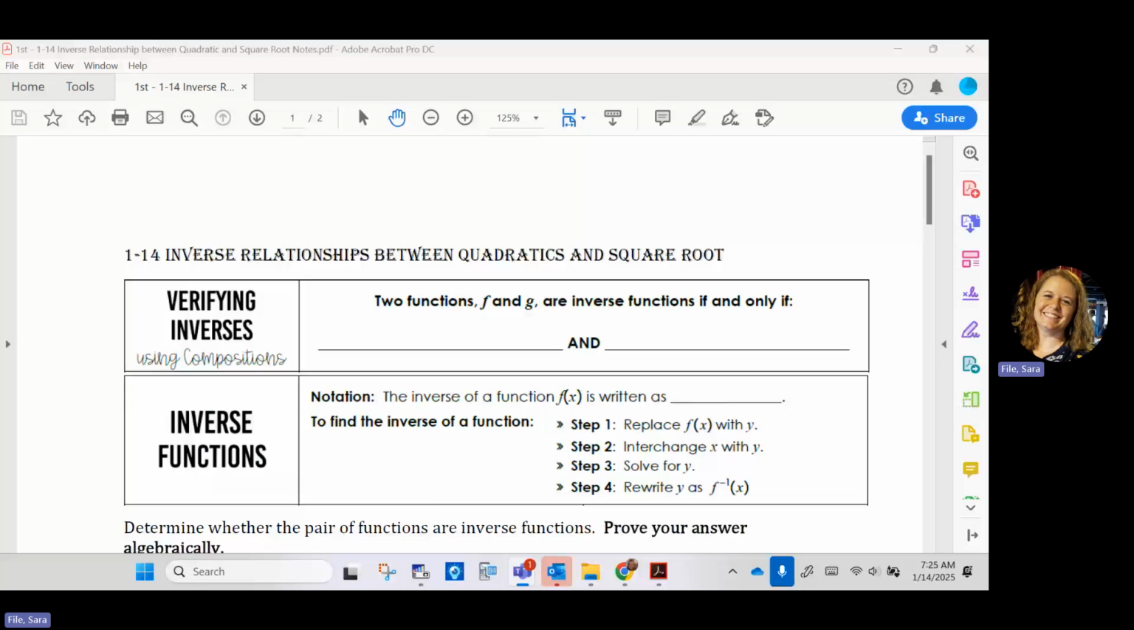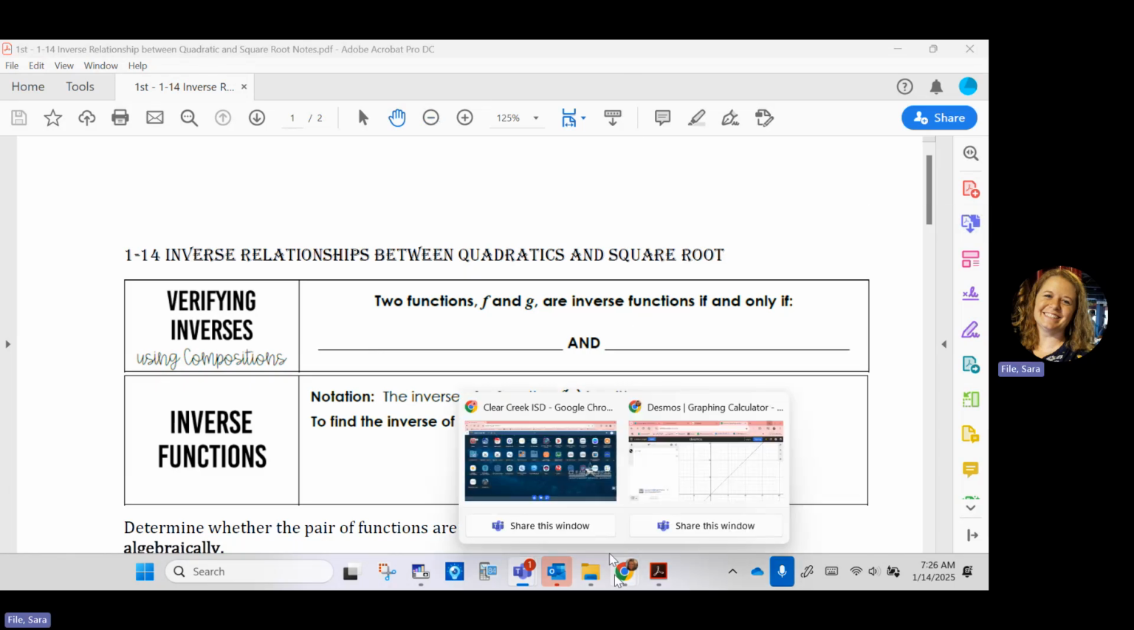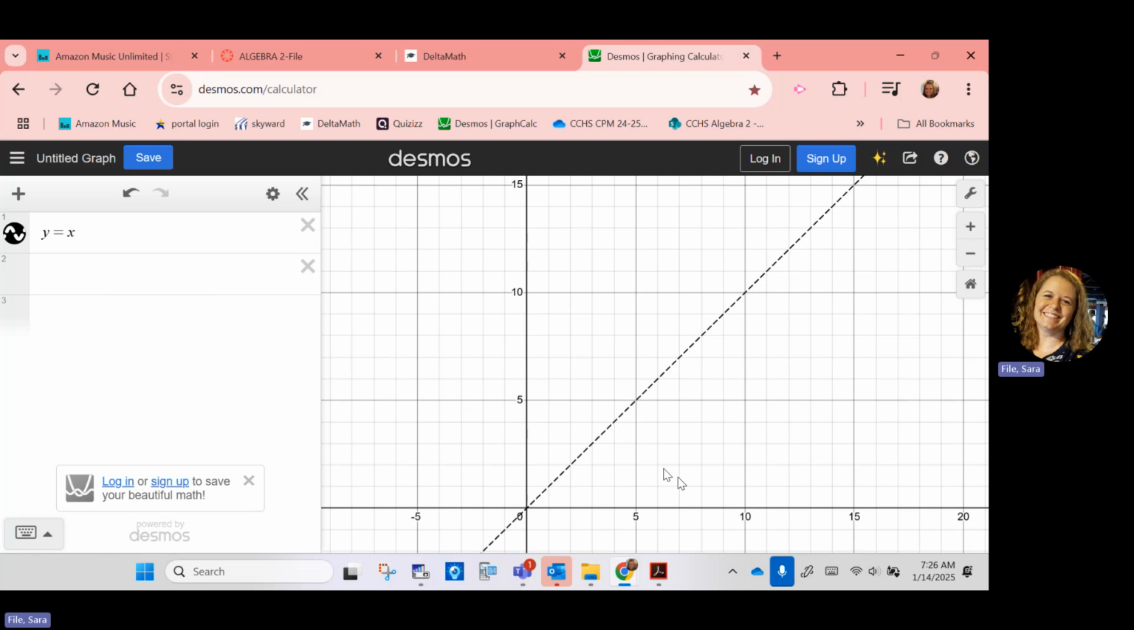We are looking at inverses today, as I mentioned. We are going to look at square root functions that we've been talking about, and given two functions, we want to be able to determine if those two functions are inverses. So I want to remind you that inverse functions, when we think of them graphically, are a reflection across the line y equals x.